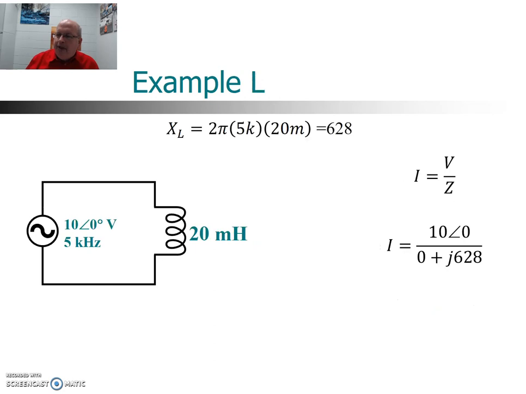If we have an inductor, we first of all find the inductive reactance, 2 pi FL, works out to 628 ohms. And then we can use that in Ohm's law. V over Z is 10 angle 0, divided by 0 plus J, 628. Inductive reactance, we put the plus J in front of it. Do the arithmetic and you get I is equal to 15.9 milliamps, an angle of minus 90.